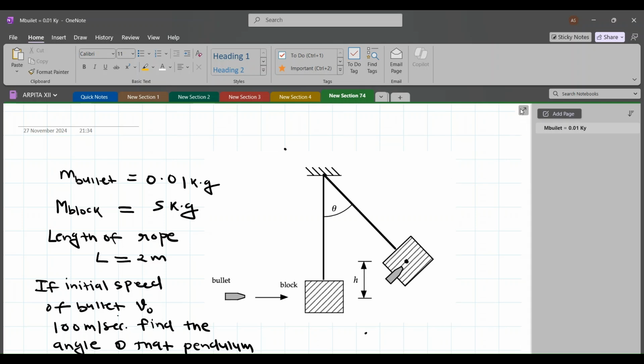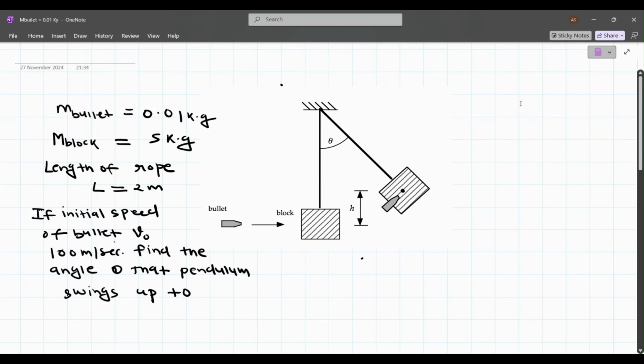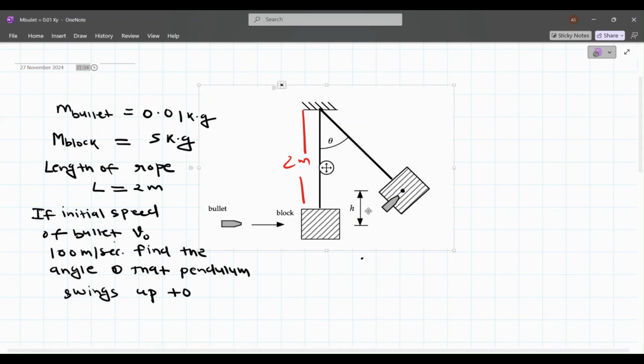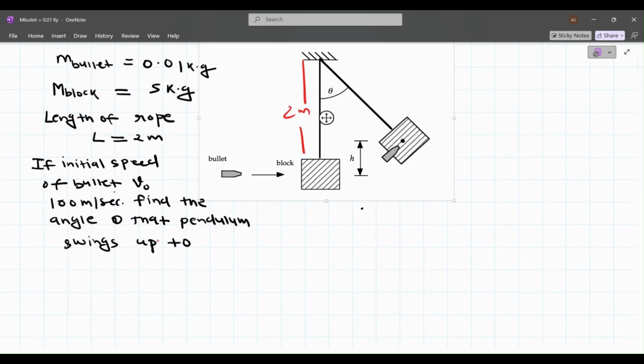So let's understand this problem. A bullet with mass 0.01 kg and a block with mass 5 kg. The length of this rope is 2 meters, and the bullet is moving with an initial velocity of 100 meters per second. It hits the block. The block and the bullet stick together and they move from this mean position to the extreme position of this pendulum. We need to find this angle theta that the pendulum swings up to.